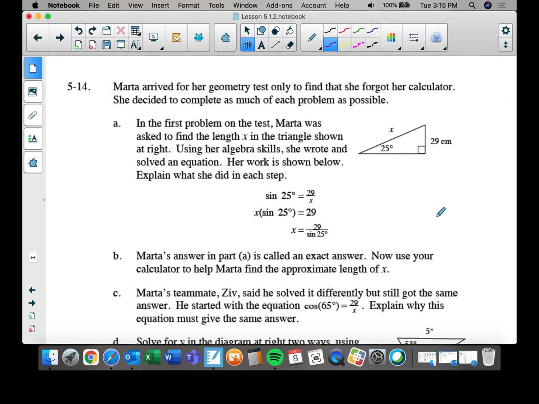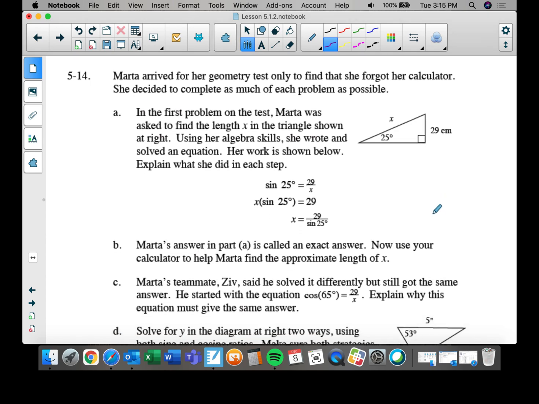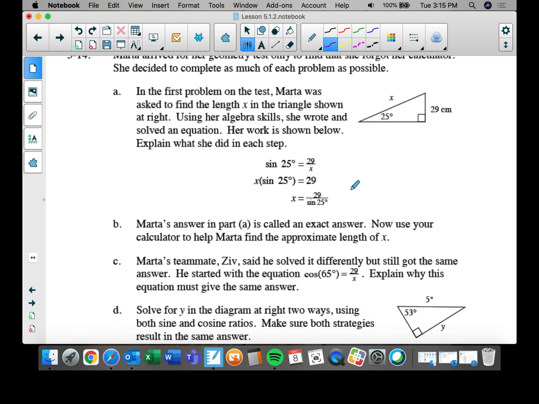Otherwise, if we move forward here in this lesson, notice it says Marta arrived for her geometry test only to find that she forgot her calculator. So she decided to complete as much of each problem as she could. On the first problem of the test, she was asked to find the length of x in this triangle at the right. And so this is what she wrote down. They kind of want you just to explain this.